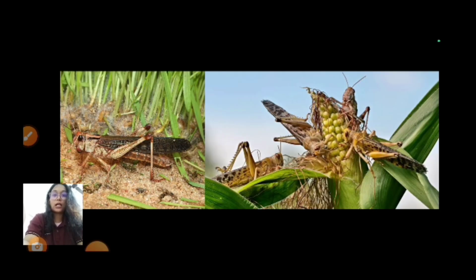This is the locust. Have you heard of locust attacks in states like Punjab and Rajasthan? They are known as gregarious pests because they come in large numbers to the field and affect all the crops. They are a threat to agriculture and to the farmers. These are the locusts. Therefore, they are known as gregarious pests. Is it clear?